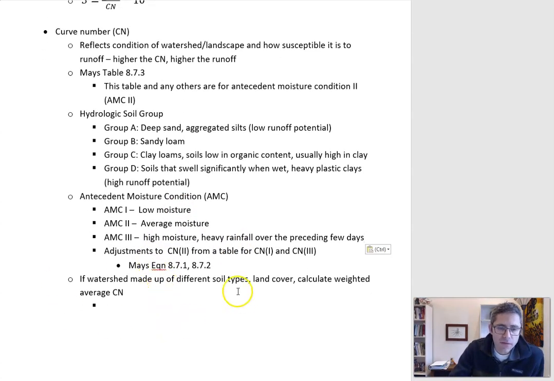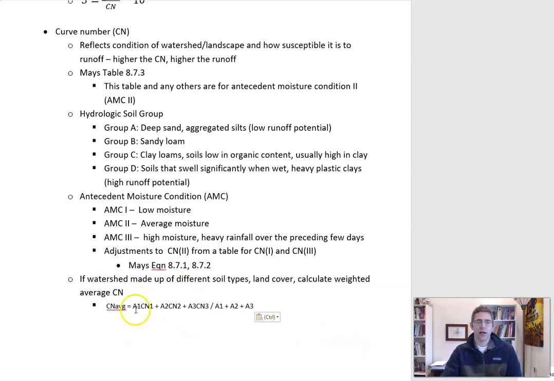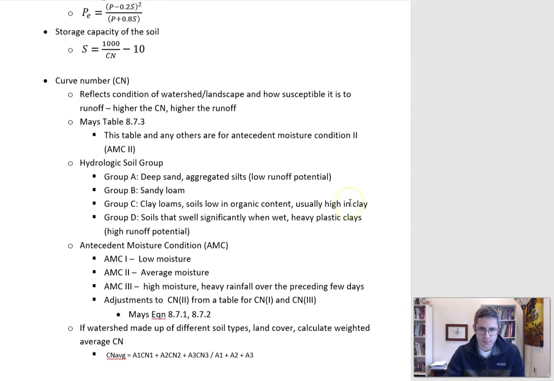If you have a watershed that has different soil types or land covers, you can calculate a weighted average curve number. That procedure looks like this, where the average curve number is equal to whatever area A1 applies to curve number 1, plus whatever area applies to curve number 2, plus whatever area applies to curve number 3. Divide that whole thing by the sum of all the areas, and that way you get a weighted average curve number that you can apply for the entire watershed.